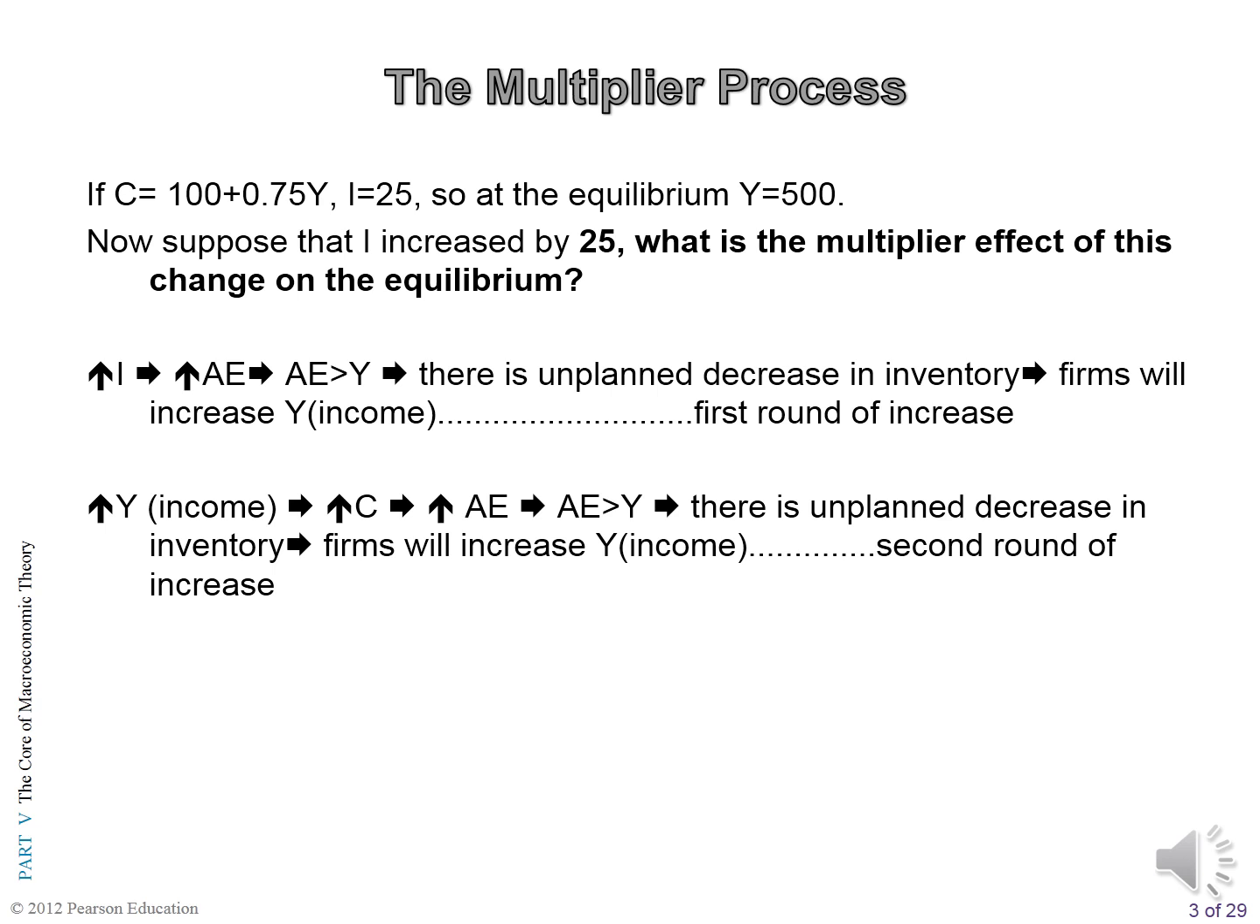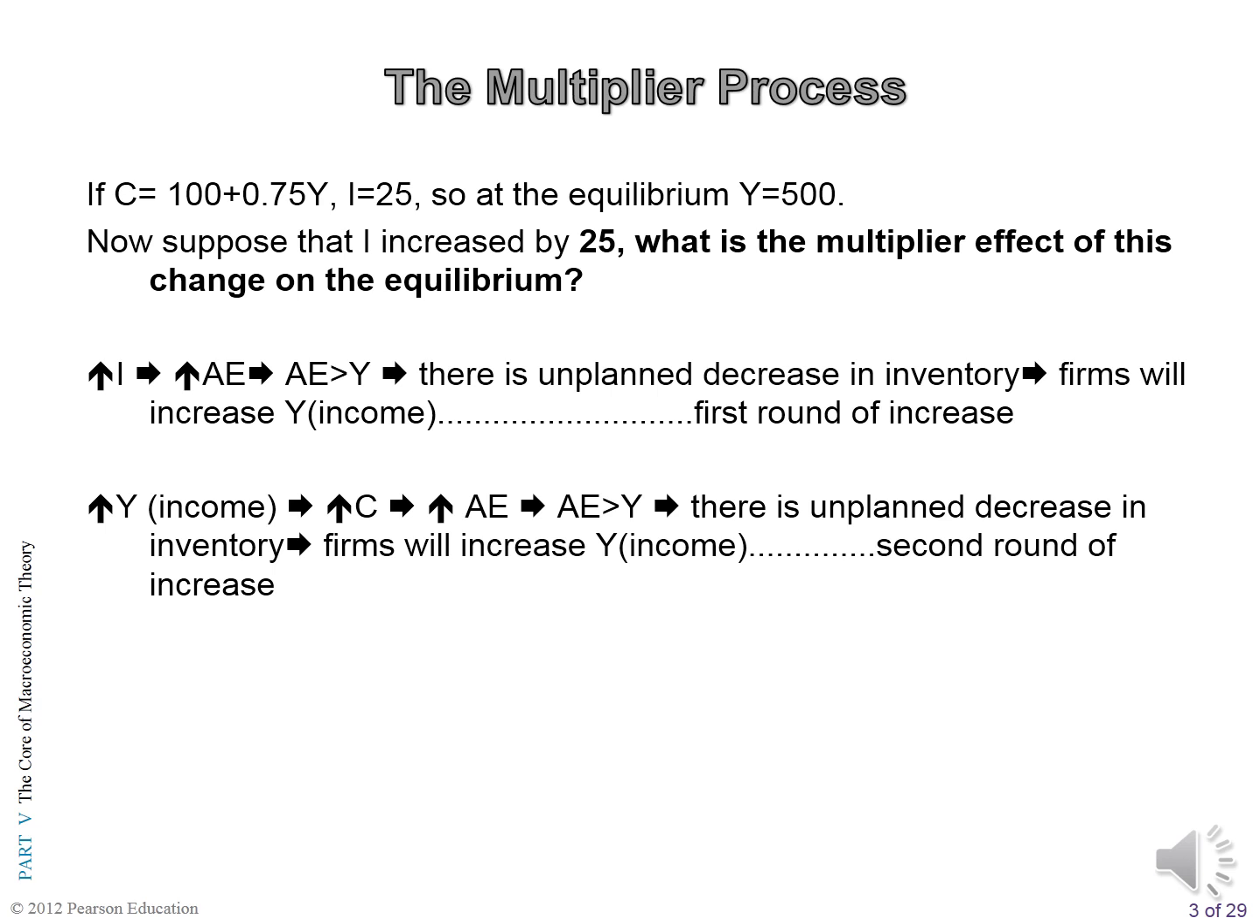So now aggregate expenditure will be more than aggregate output. Okay, so there will be a decrease in inventory. Firms will respond by increasing output, and so on. This is the second round of the multiplier. If Y increased, this will increase consumption. An increase of consumption will increase aggregate expenditure more than income.